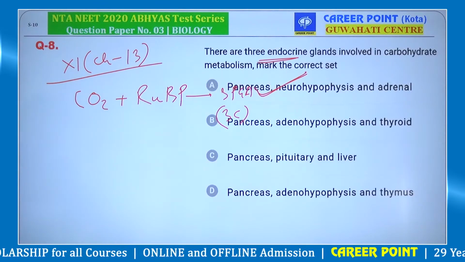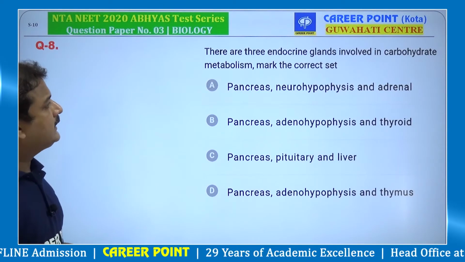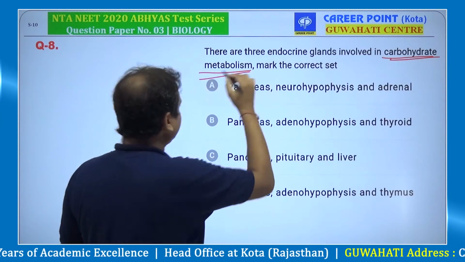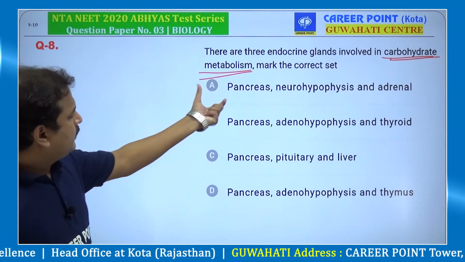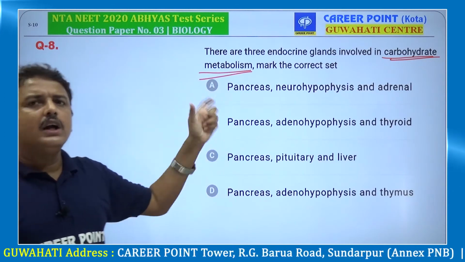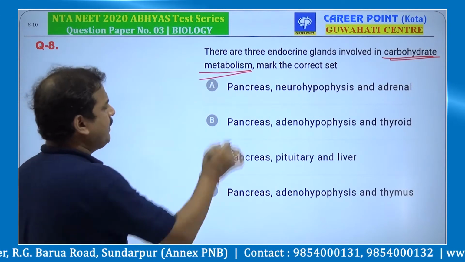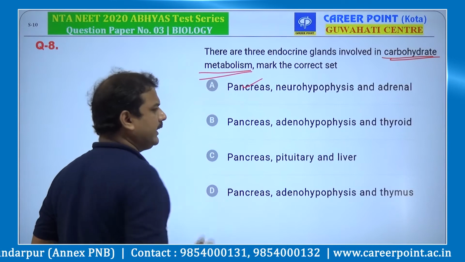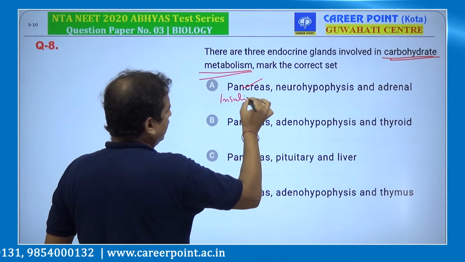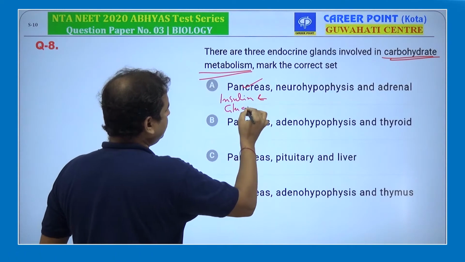It is actually, please remember, from class 11 chapter 13, that is photosynthesis in higher plants. Next. There are 3 endocrine glands involved in carbohydrate metabolism. You have to find out the 3 endocrine glands which maintain carbohydrate metabolism. Now see, pancreas, yes, the answer is correct, because the pancreas produces hormones called insulin and glucagon.